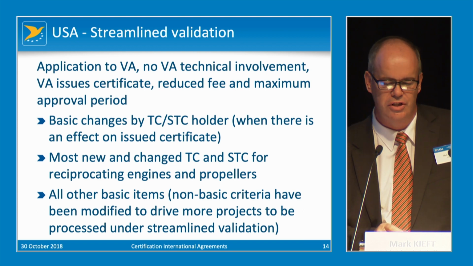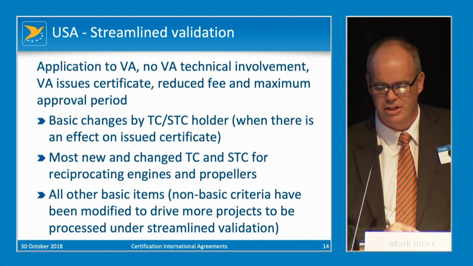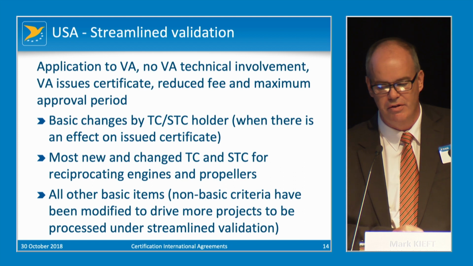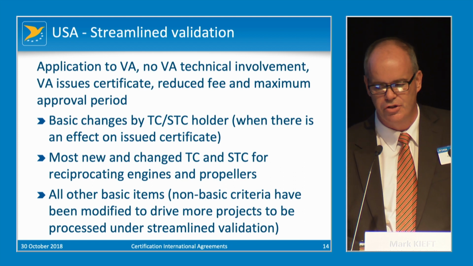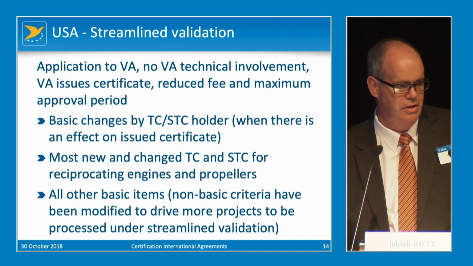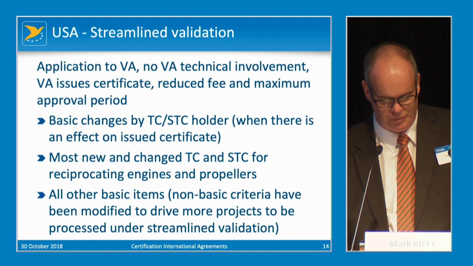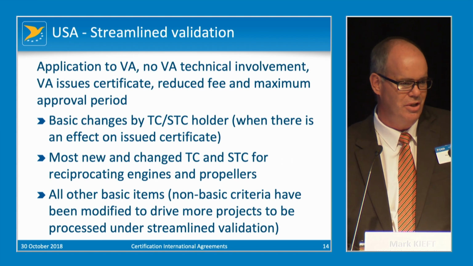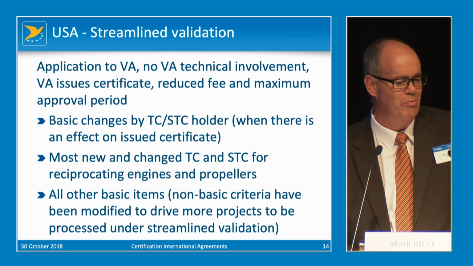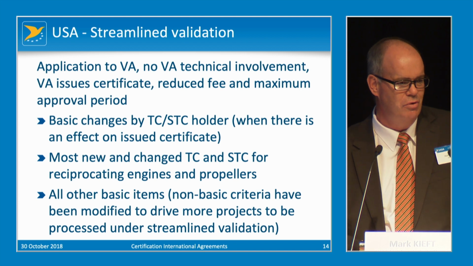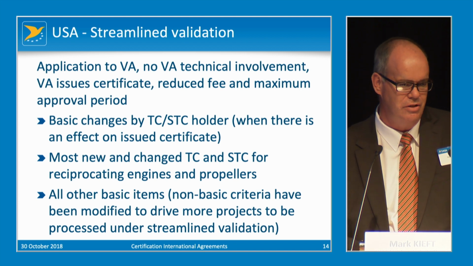All they are doing is issuing a certificate. There's no technical activity. So basic changes by the TC and STC holder where there is an effect on the certificate come under the streamlined validation, as well as most new and changed TC and STCs for engines and propellers, piston engines and propellers, and all other basic items, which is a bit of a catch-all because the basic criteria are clearly written in the tip, and I'm not going to list all the other basic items, but if you don't meet the non-basic criteria, it's a basic item.